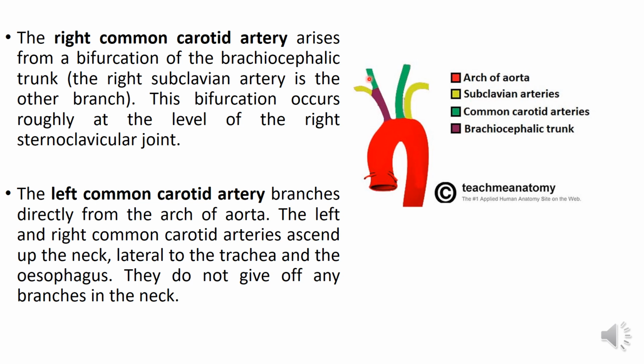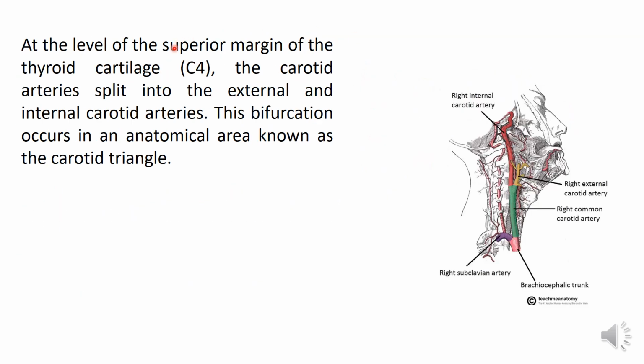Then both the right and left common carotid ascend up the neck without giving any branches to the structures of the neck. They travel to the top of the neck straight without giving any branch to the different structures of the neck. It passes lateral to the trachea and esophagus on both sides. At the level of fourth cervical vertebra or superior margin of thyroid cartilage.